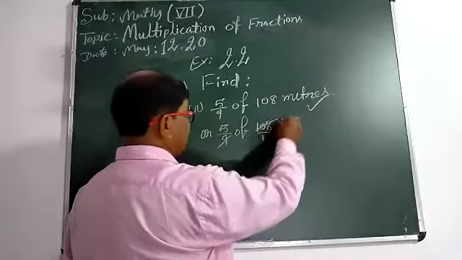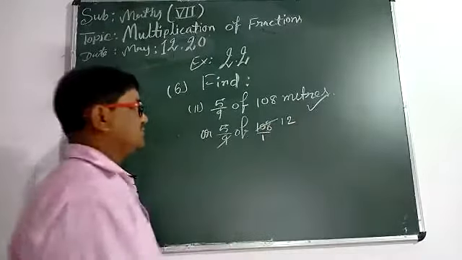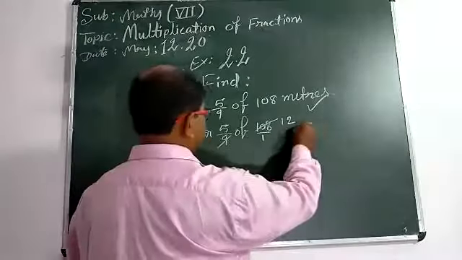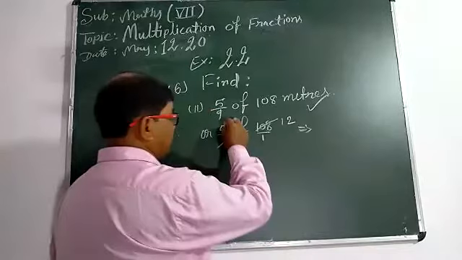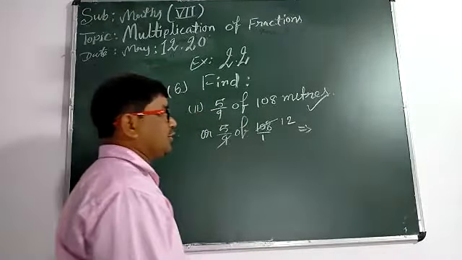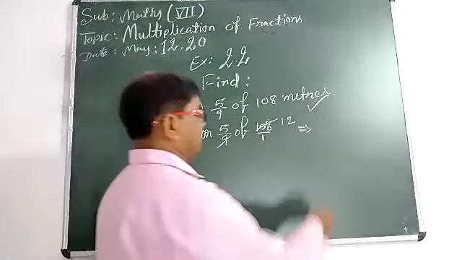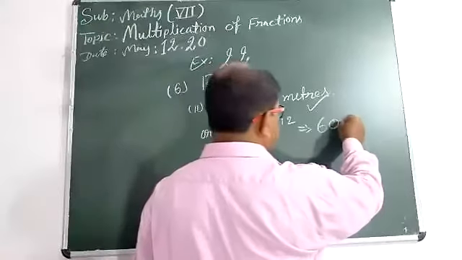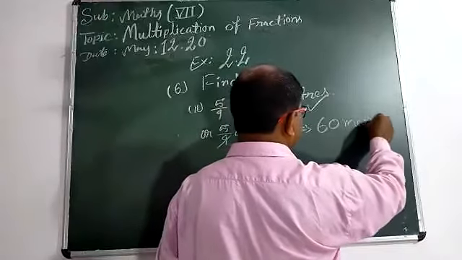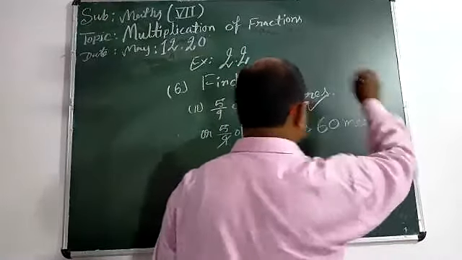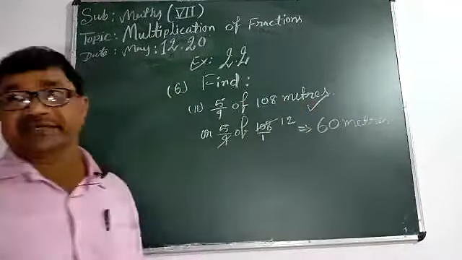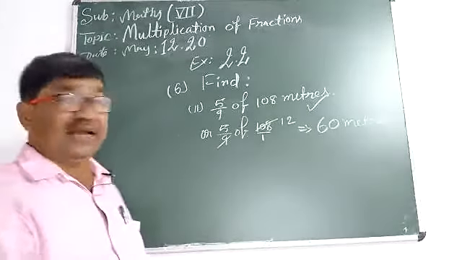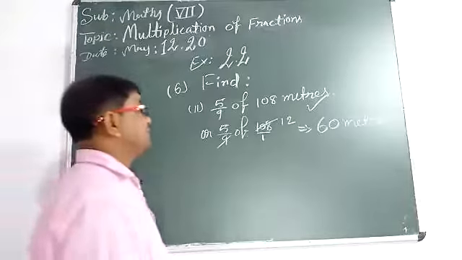9 1s are 9, 9 12s are 108. Now, student, no denominator except 1. So multiply the numerator 5 and 12. 12 5s are 60. And here the unit is given, meter, so we should write meter here. 60 meters.